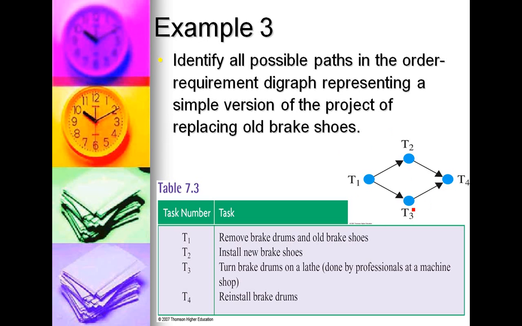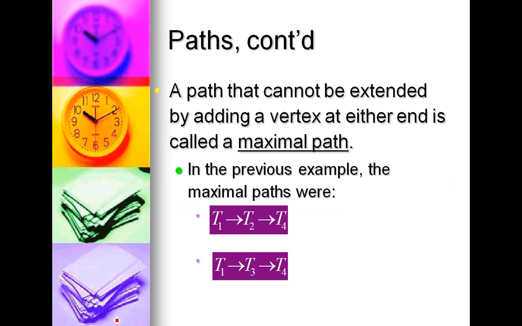So a path that you cannot extend by adding anything to the beginning or anything to the end is called a maximal path. So in the previous example, T1, T2, T4, and T1, T3, T4 were maximal paths. We didn't have anything that came before T1, and we didn't have anything that came after T4. So that was a maximal path.